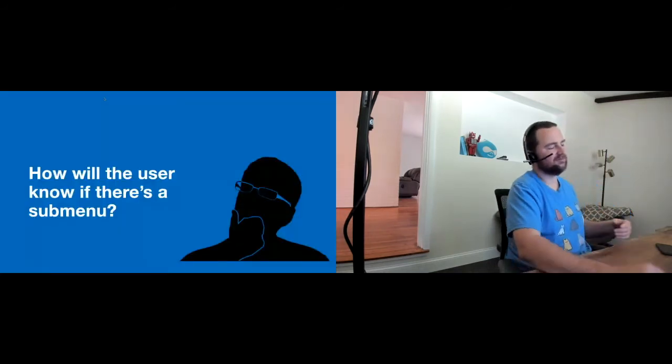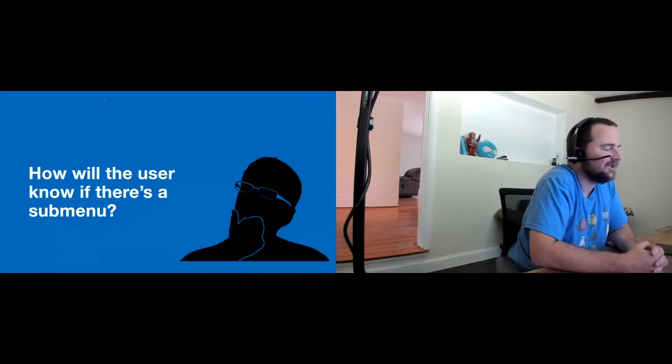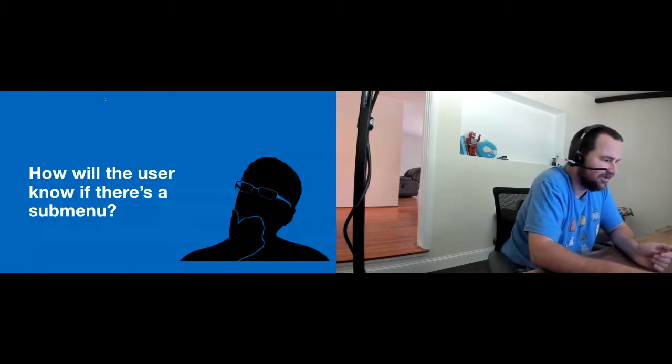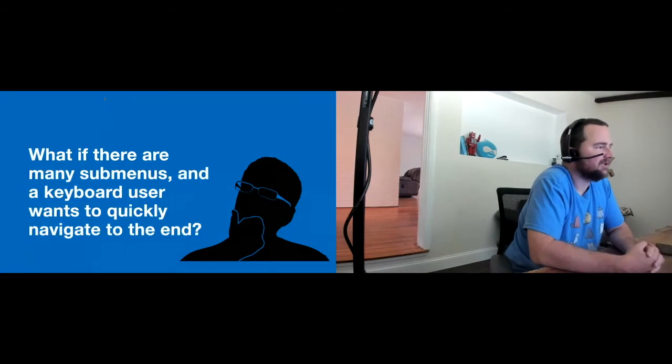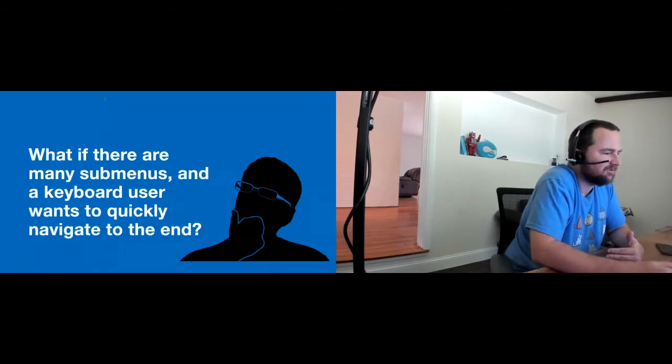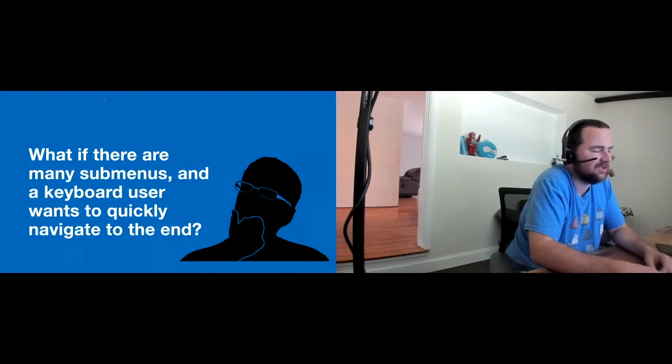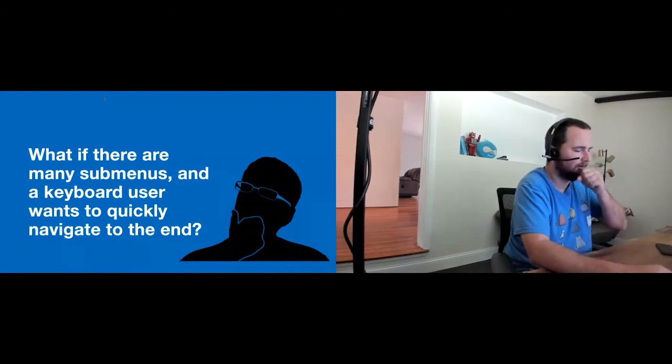A couple of the first issues that we ran into is we didn't have any indicator to let the user know that there's a submenu in there. The only way that they would know is if they move their mouse over or if they start tabbing through. And there's also a particular issue: what if there's a whole bunch of submenus and the keyboard user just wants to get to the end? They don't want to have to navigate through each and every submenu just to reach, say, the contact link at the end.